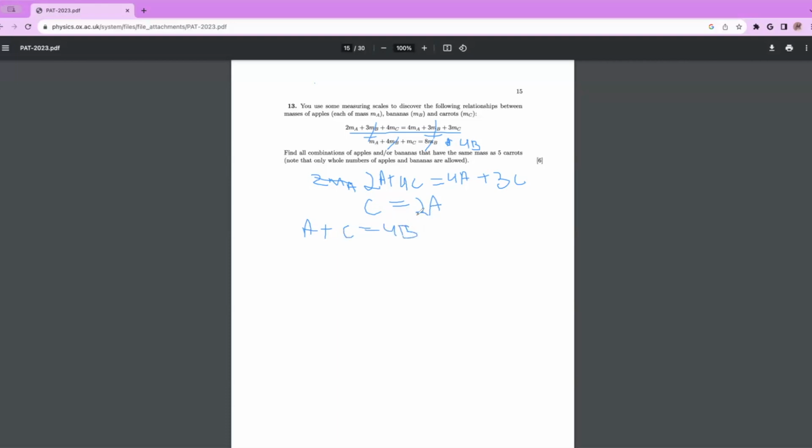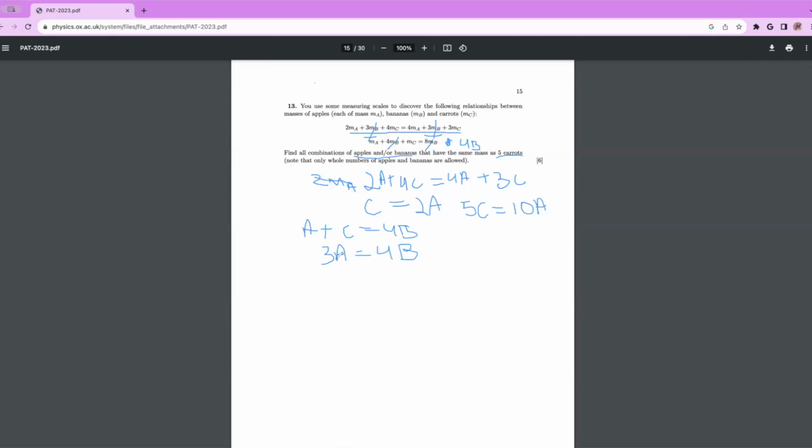But since we have this equation right here, we can say that 2a is equal to c, which means this is 2a plus a, which is 3a. So we can say that 3a is equal to 4b. And that's another relation. And now we want to find all combinations of apples and or bananas that have the mass of 5 carrots. So we can see if we multiply this equation on both sides by 5, that we'll have 5 carrots is equal to 10 apples. And I suppose you can say that 10 apples can be split up into this.